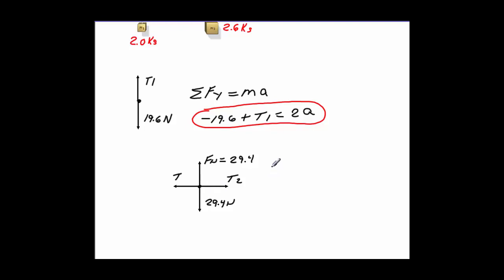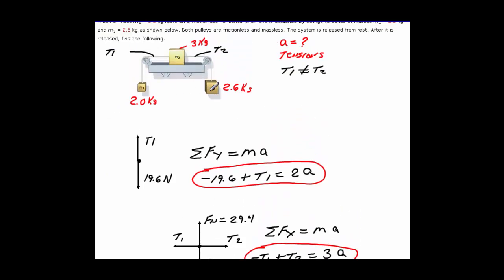But we'll do our x summation of forces. Summation of forces in the x direction, again, set that equal to mass times acceleration. So we got minus T1 plus T2 must equal the mass of that object, which we said was 3, times a. So there's our second equation.